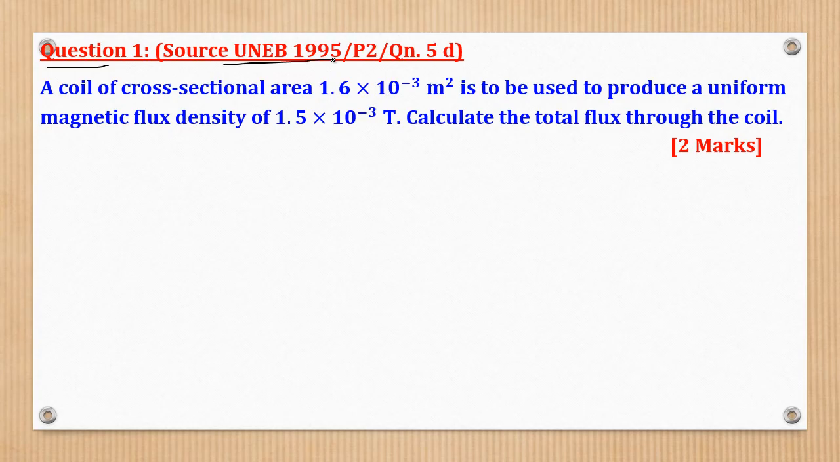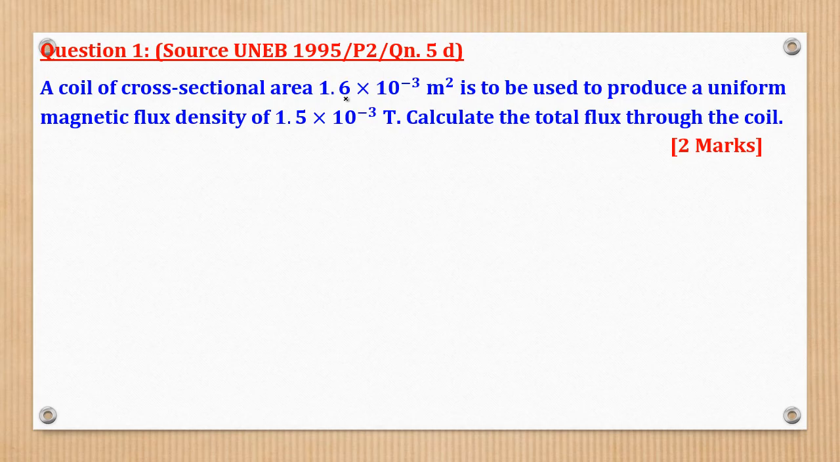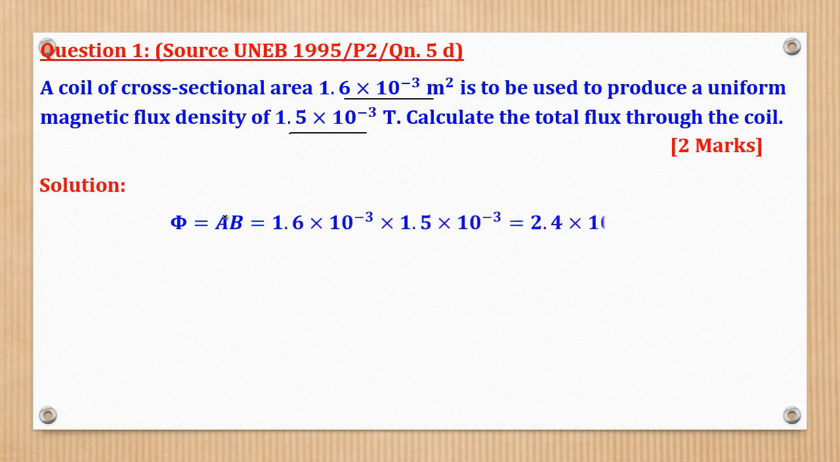Question 1 came from U.A.C.E 1995, paper 2, question 5D, and it says, a coil of cross-section area 1.6 × 10^-3 meters squared is to be used to produce a uniform magnetic flux density of 1.5 × 10^-3 Tesla. Calculate the total flux through the coil. So here we are given the cross-section area and the flux density, meaning that magnetic flux will be AB, area times flux density, to come up with this Weber.